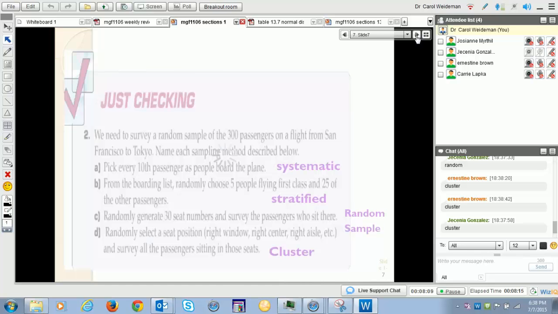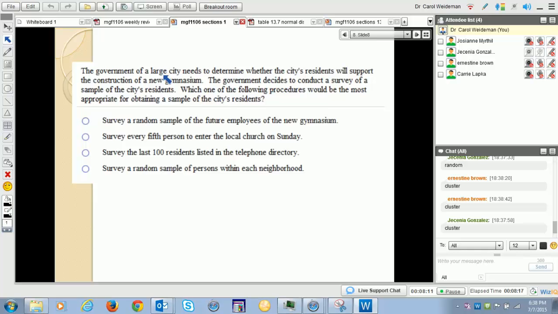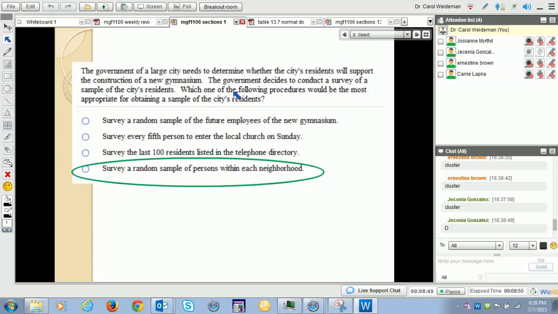Okay, let's try another one. The government of a large city needs to determine whether the city's residents will support construction of a new gym. They decide to conduct a survey of a sample of the city's residents. Which one of the following procedures would be most appropriate for obtaining the sample? Survey a random sample of future employees of the gym. Survey every 5th person to enter the local church on Sunday. Survey the last 100 people listed in the telephone directory. Survey a random sample of persons living within each neighborhood. Which one? D. Yeah, D makes the most sense. These other 3 are not going to really get us a good representative sample of the people who are going to use the gymnasium.